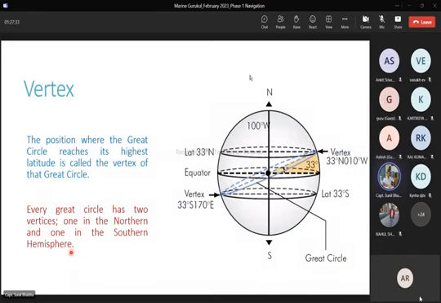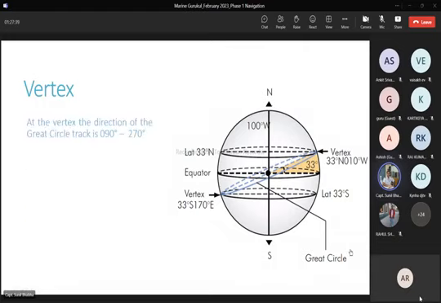Okay. So moving ahead now. One very important property of the vertex is that at the vertex, the direction of the great circle track is 090 and 270, or the direction of the great circle track at the vertex is exactly east-west. The great circle track is running in the easterly-westerly direction at the vertex.